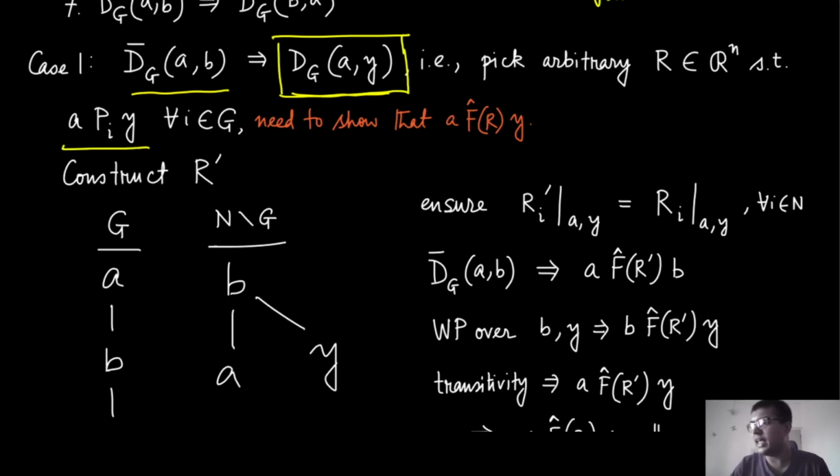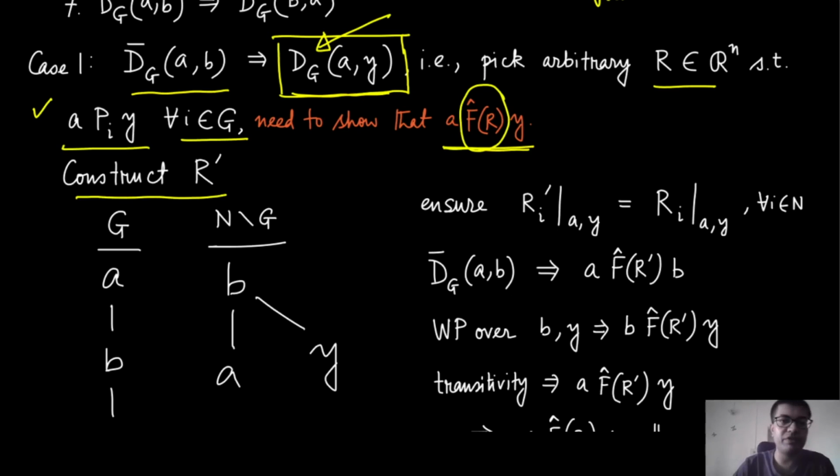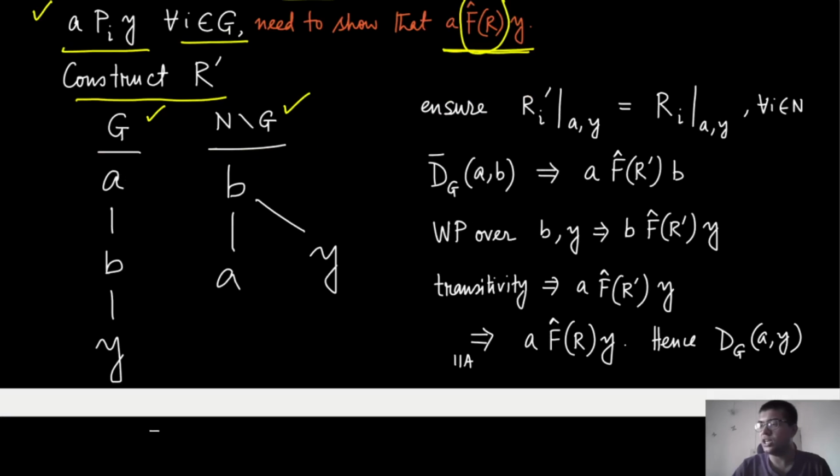Whenever A is strictly preferred over Y for all the players that are in this group G, we'll have to show that the social ordering also maintains that order. That is the definition of DG A comma Y, the decisiveness property between A and Y. So in order to do that, let us construct a different preference profile R prime, and here we partition the players into two parts. One is the G part and one is the N minus G part. In this distinguished group G, we have A strictly above B and B strictly above Y. So this is the composition of the group G.